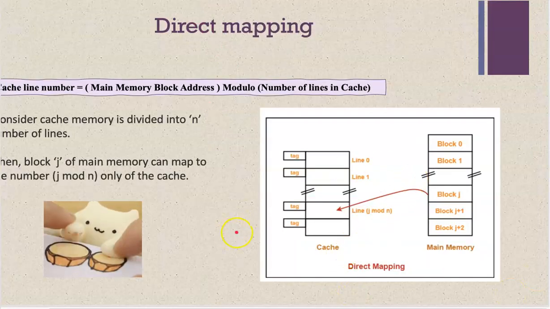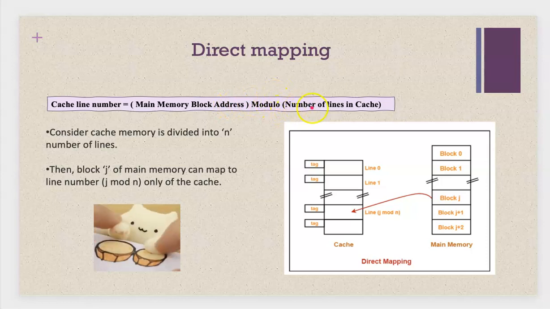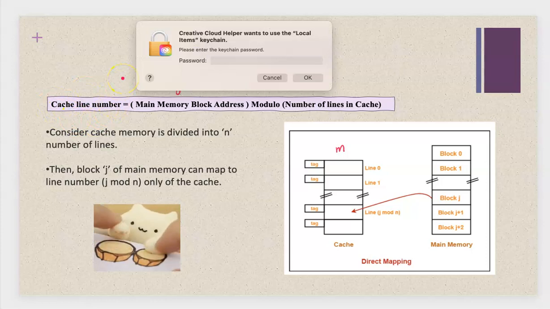So let's talk more on direct mapping. We have seen this equation whereby the cache line number equals the main memory block address modulo the number of lines in the cache. So consider the cache memory is divided into n number of lines. We have seen that our cache lines was small m before; in this example, they call it n. Then block j of the main memory can map to line number j mod n only of the cache. So j mod n gives you the cache line number.